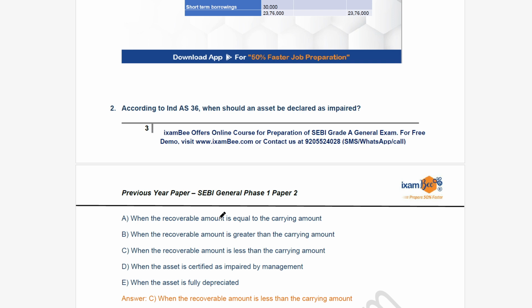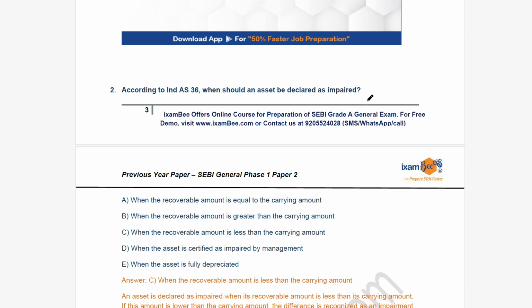Next question was related to Ind AS 36, which asked about when should an asset be declared as impaired, right? When the recoverable amount is equal to the carrying amount, when the recoverable amount is greater than the carrying amount, or when the recoverable amount is less than the carrying amount, when the asset is certified as impaired by the management, or when it is fully depreciated. The correct answer is C over here, when the recoverable amount is less than the carrying amount. This is very, very clearly written in Ind AS 36 related to impairment of assets.